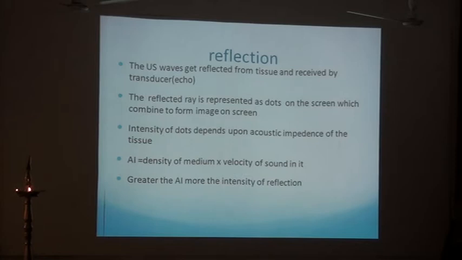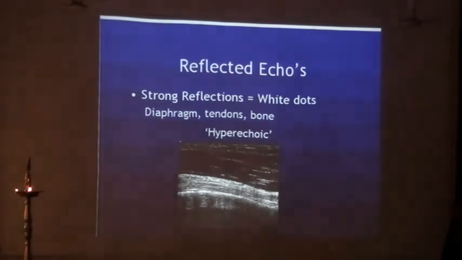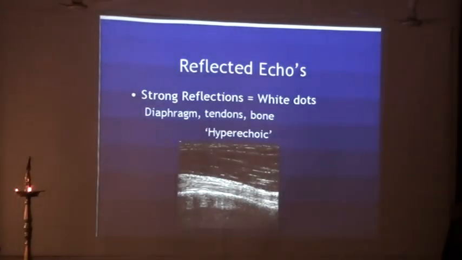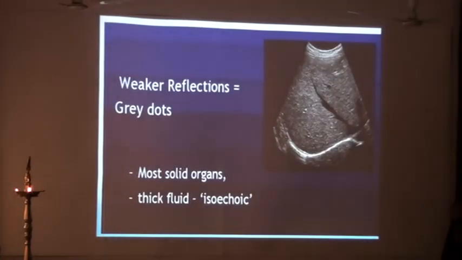The intensity of this dot depends upon the acoustic impedance of the tissue. Acoustic impedance is nothing but the density of the tissue and the velocity with which the ultrasound wave will travel into it. The more the acoustic impedance, the more the intensity of the reflection. As can be seen, the white dots are the hyperechoic reflections. These are seen from tissues with high acoustic impedance like diaphragm, tendons, and bones. Similarly, these grey dots, as can be seen on this image, are weaker reflections from more solid organs and thick fluid, and they are known as isoechoic.